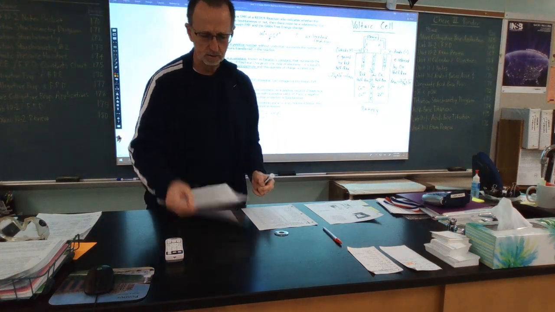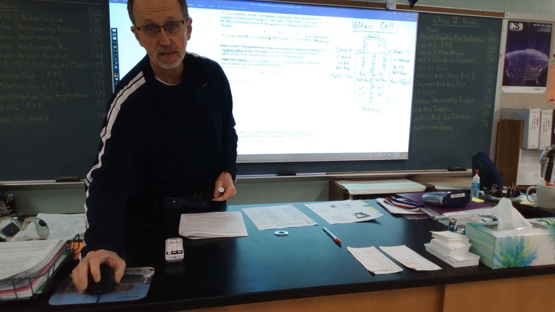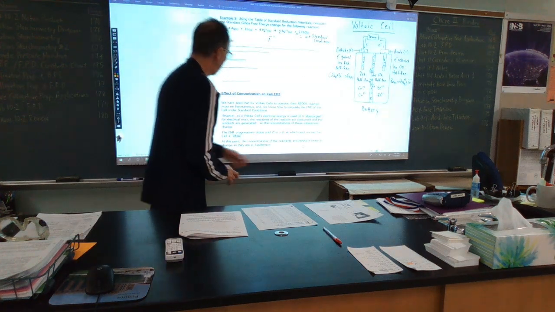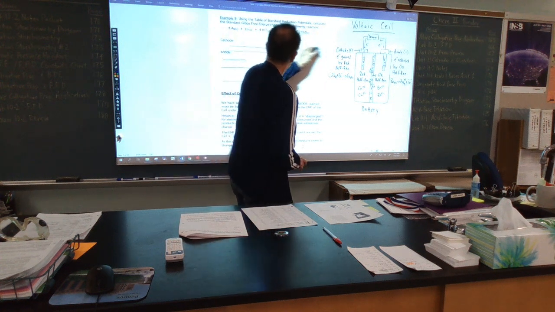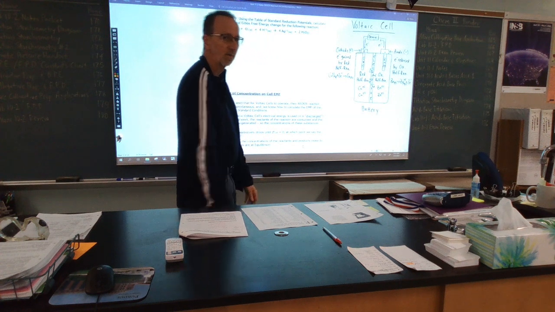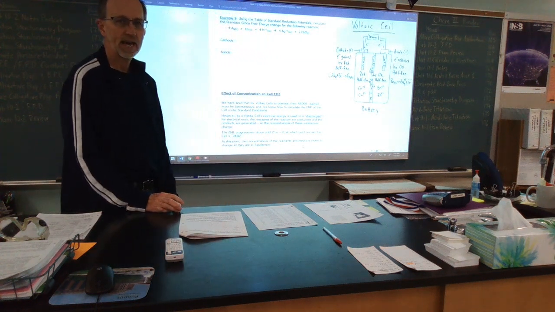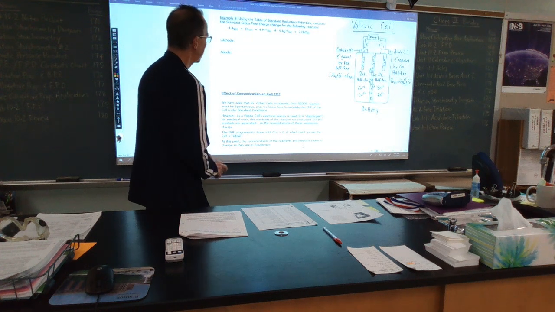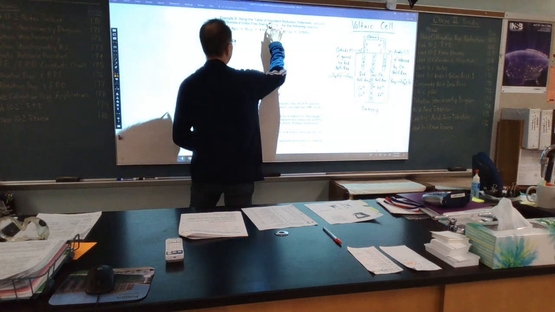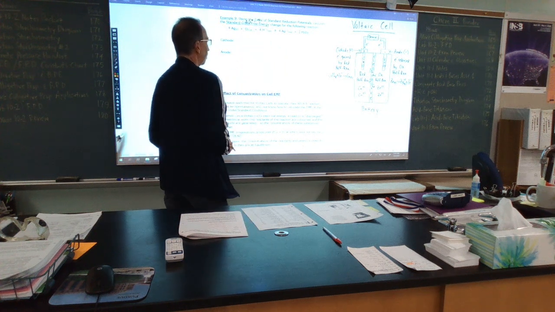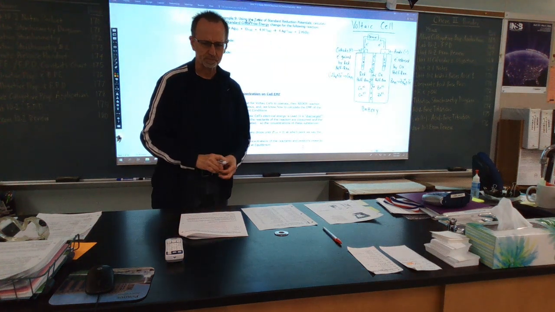All right, so let's go to the next page and look at our first example here. It's going to be very similar to what we've done previously, only now we're going to take it a step further and look at Gibbs free energy. So using the table of standard reduction potentials, calculate Gibbs free energy change, delta G, for the following reaction, all right?